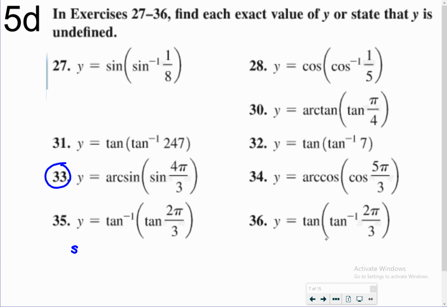What's the answer to 36? 2 pi over 3. Why? Because the inverse is on the inside. That's the same thing over there. 27, they would cancel. 28, they would cancel. 32, they would cancel. 31, they would cancel. You don't have to show work for that? Nope, just cancel it. Nope. We're not going to get that tomorrow.